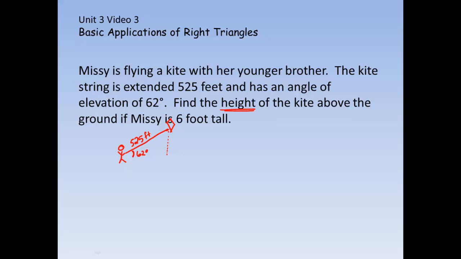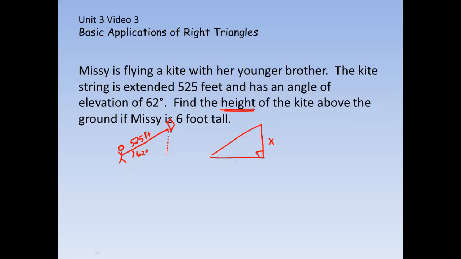This additional information that Missy is 6 foot tall means that whatever we end up finding for our height, we have to add 6 feet to it, because the kite string is not attached to the ground, it's attached to her hands. So we're using 6 feet as the additional height that needs to be added to the height of the kite. So let's go ahead and solve this using our right triangle.